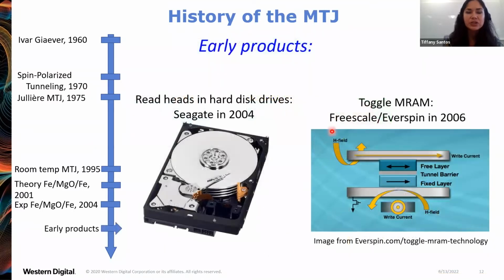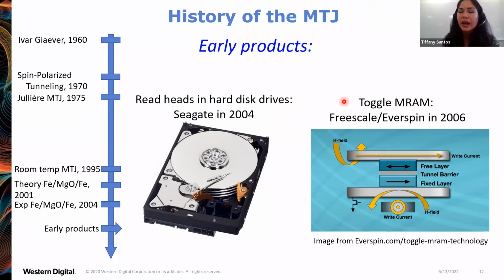And that brings us to the early products using magnetic tunnel junctions, and they were used as the read head in the hard disk drives. This was first introduced by Seagate in 2004. So the first magnetic tunnel junctions as read heads had titanium oxide tunnel barriers.